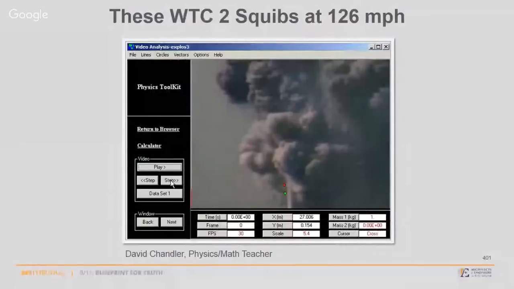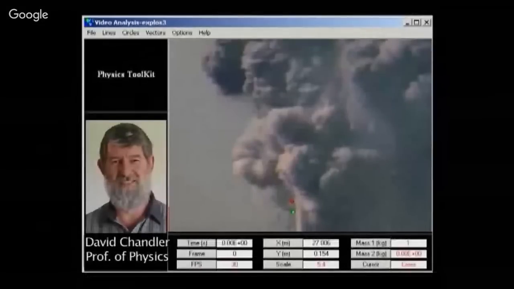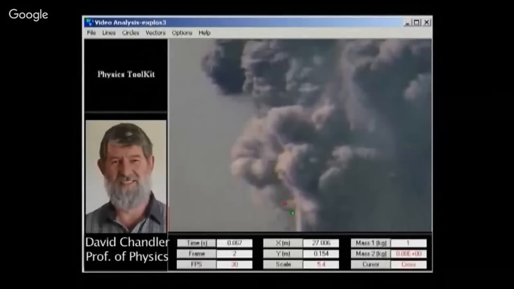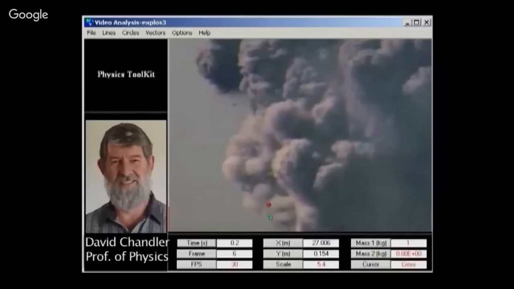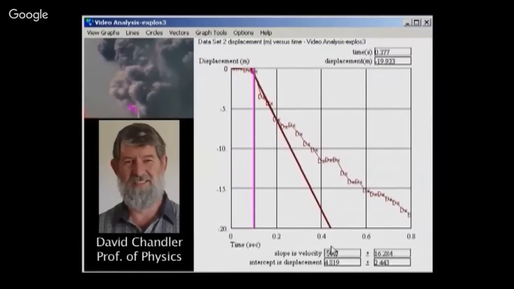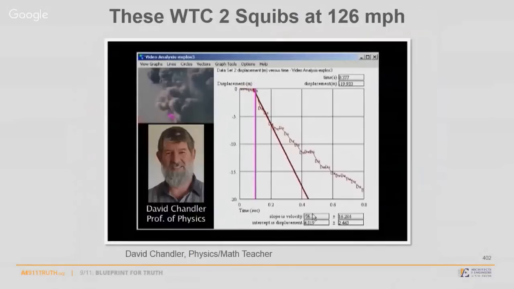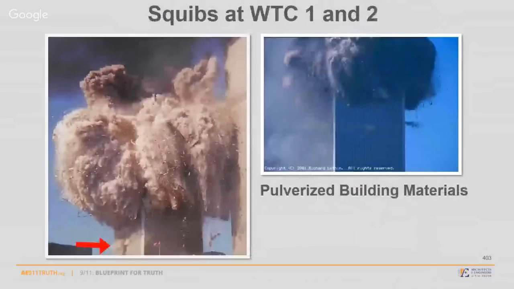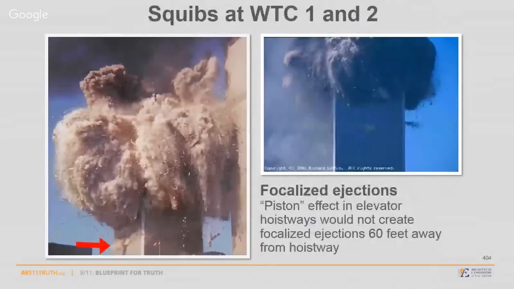Let's look at a couple of these squibs here. As the South Tower begins to explode, we track two squibs near the bottom of the frame. They shoot out quickly at first, then slow and merge in with the rest of the dust cloud. Using the first few data points, we see the first squib shoots out at 44.98 meters per second, or about 100 miles per hour. Doing the same for the second squib, we get a speed of 56.3 meters per second, which works out closer to 126 miles per hour. Again, these are explosive speeds. They can't be explained by anything else. They're pulverized building materials. They're focalized ejections.